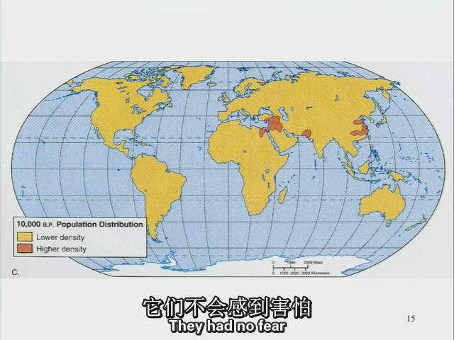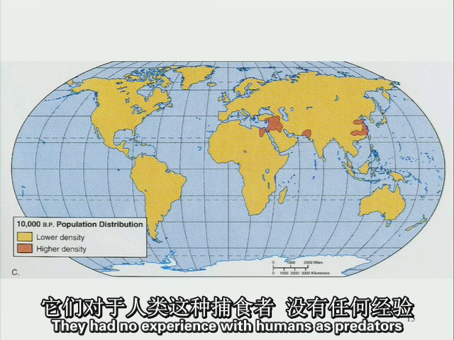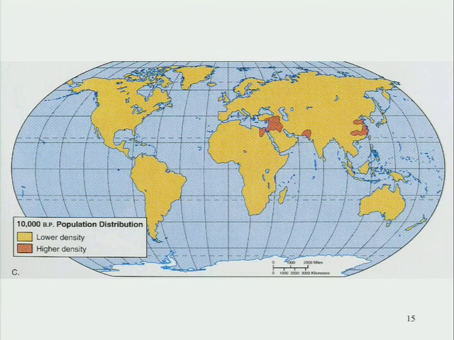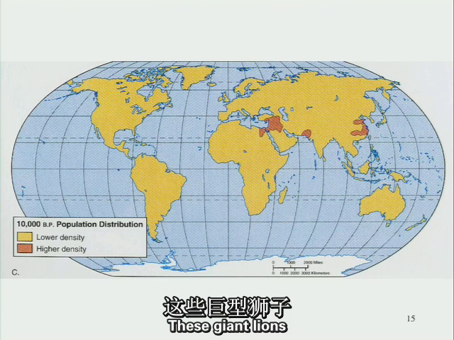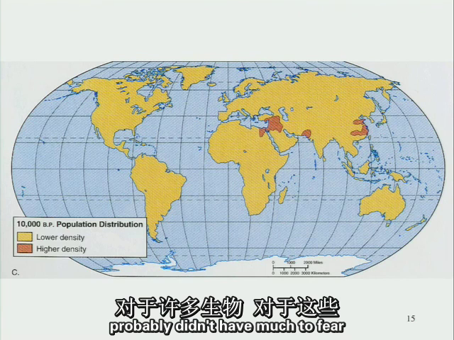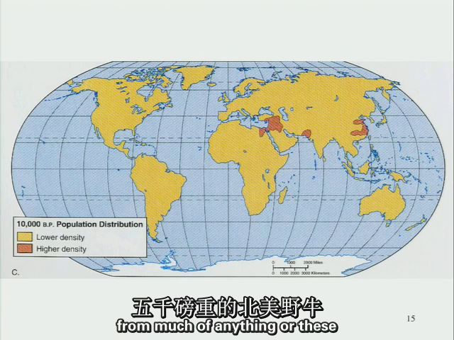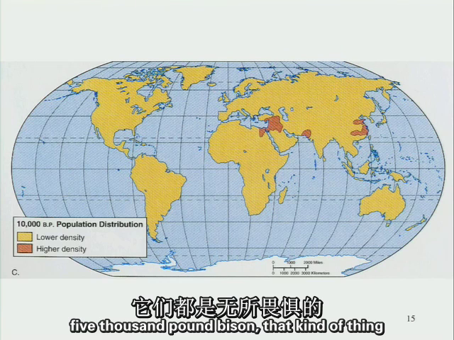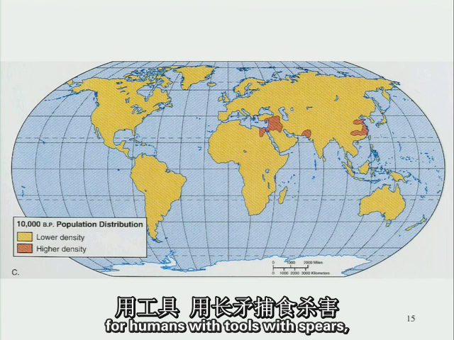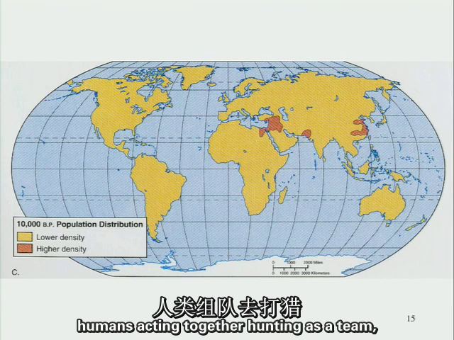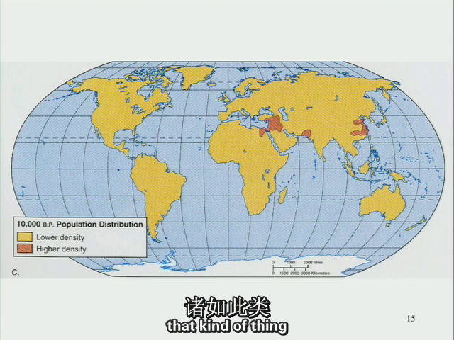They had no fear. They had no reason to fear. They had no experience with humans as predators. They had, in some cases, no experience of predators of any kind, right? These giant lions probably didn't have much to fear from much of anything. Or these 5,000-pound bison, that kind of thing. So they were probably very easy prey for humans with tools, with spears. Humans acting together, hunting as a team, that kind of thing.